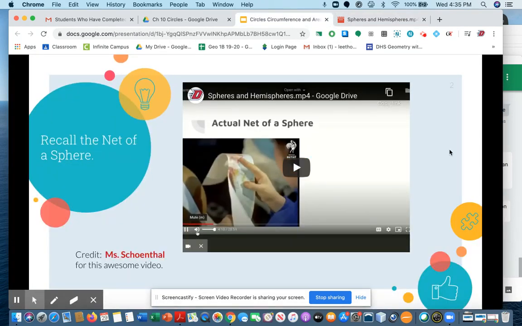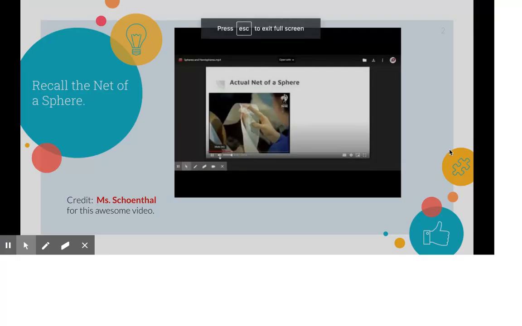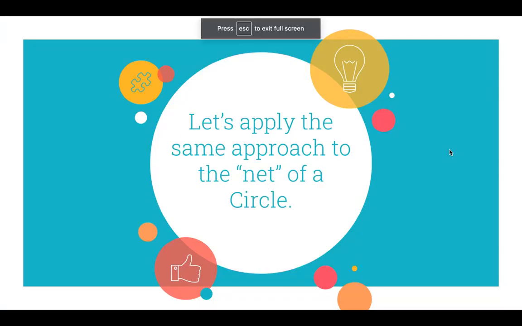All right, so with circles, let's apply the same approach, the same thinking, to the quote net of a circle. The reason I put net in quotation marks is because a circle is two-dimensional, so it doesn't really have a net. A net is really taking a three-dimensional object and flattening it out into two dimensions. But we're going to use the same type of thinking as we think about circles.